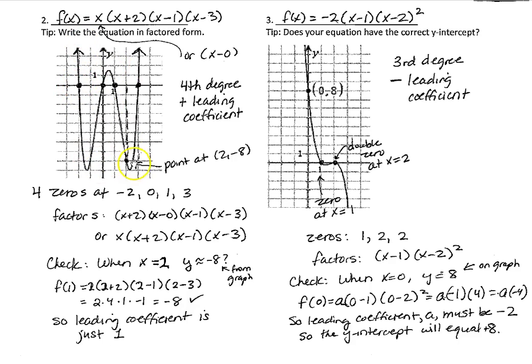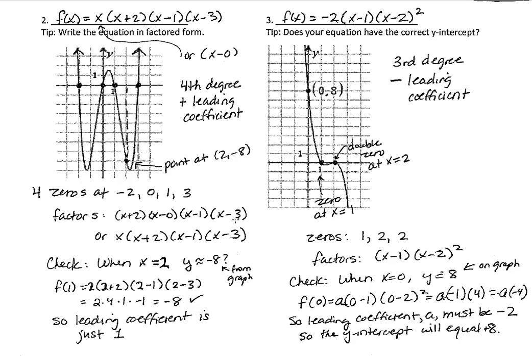Hopefully you recognize that this is a fourth degree, x to the fourth equation, both ends pointing up, so it has a positive leading coefficient. It has 4 zeros at -2, 0, 1, and +3. So its factors are x plus 2, x minus 0, x minus 1, x minus 3.